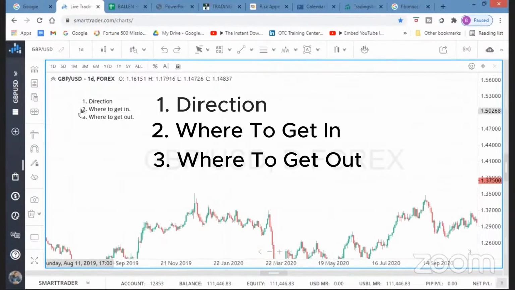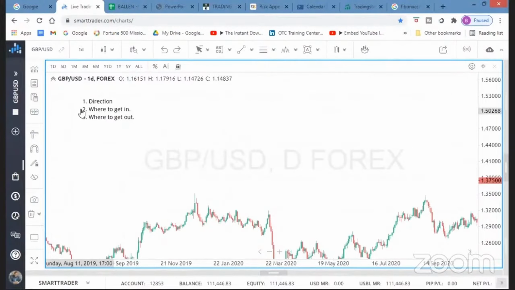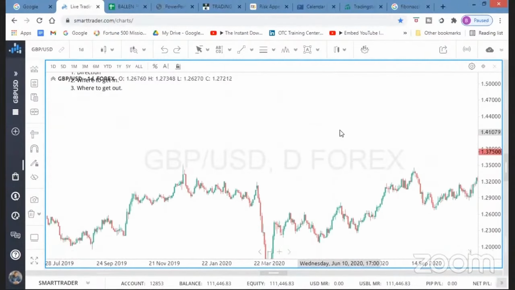Because it helps us with our direction, where to get in and where to get out. We like saying that the fibs are the tuxedo on the price action, because at the end of the day, it's really fundamentally at its core about support and resistance, and understanding that. So let's work through this.